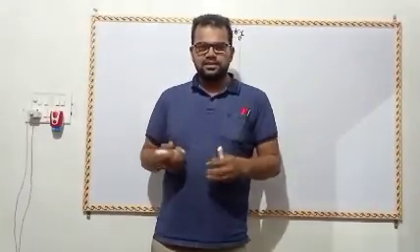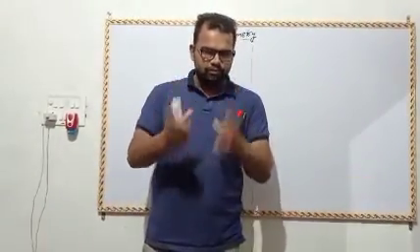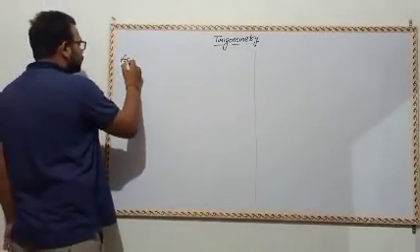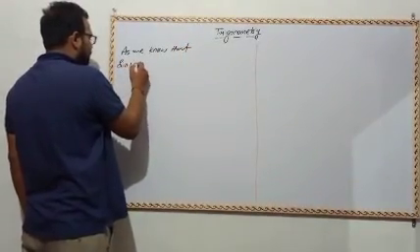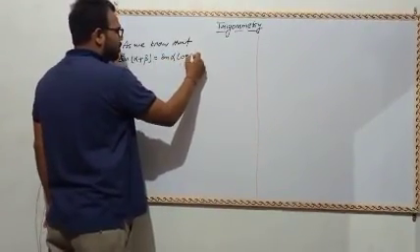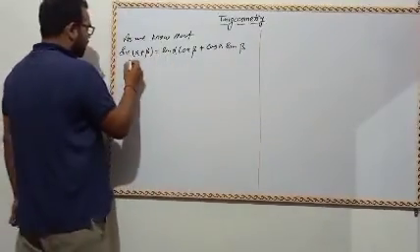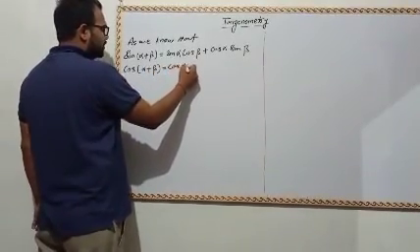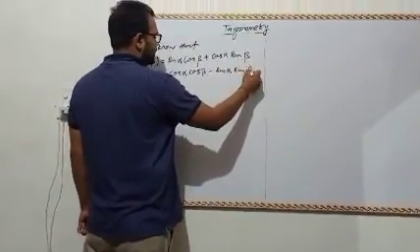In my next class I am going to explain how to prove some trigonometrical formulas with the help of geometry. Just like as we know that sin(alpha plus beta) is equal to sin alpha cos beta plus cos alpha sin beta, and cos(alpha plus beta) is equal to cos alpha cos beta minus sin alpha sin beta.